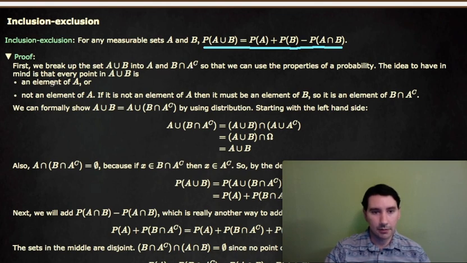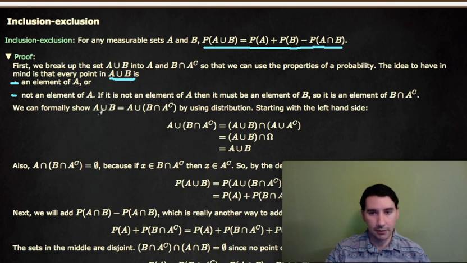Every element in A union B is either an element of A or it's not an element of A, meaning that it's in B. And since it's in B and not in A, that means it's in B and it's in A complement. So everything in A union B is either in A or in B intersect A complement.